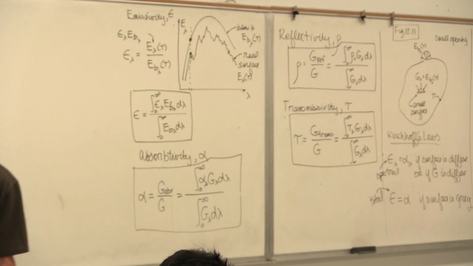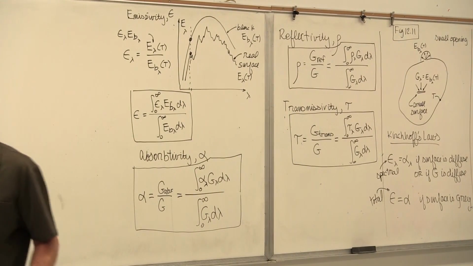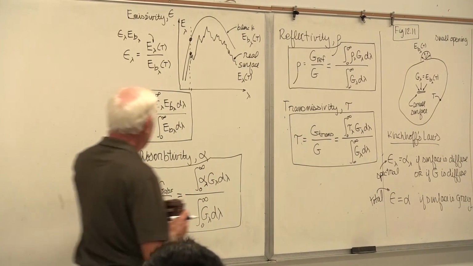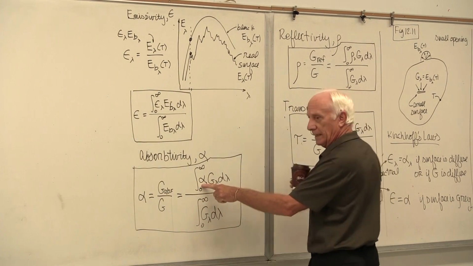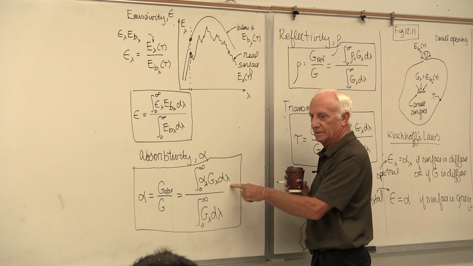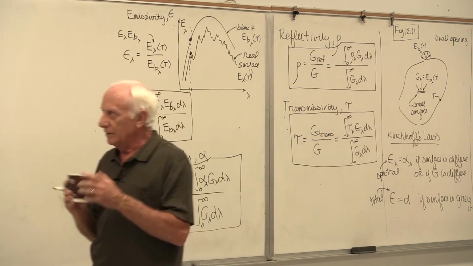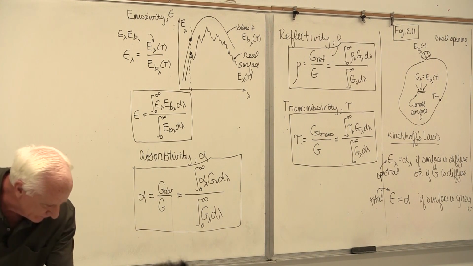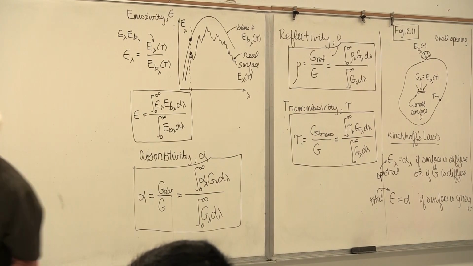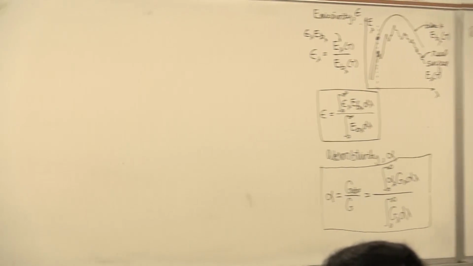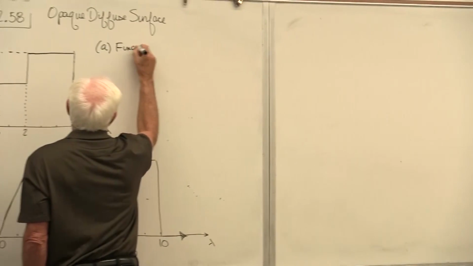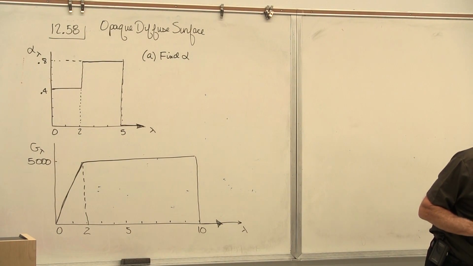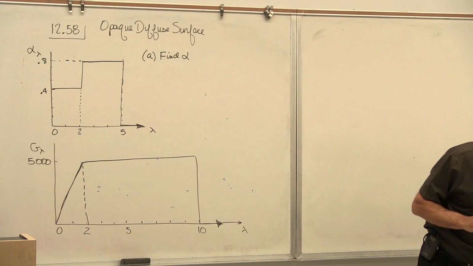Let's go back to our problem. What did he give us? Oh, he gave us an alpha graph. Right down here, I know alpha lambda as a function of lambda. Good. Part 1: find alpha. Part 2: find emissivity.